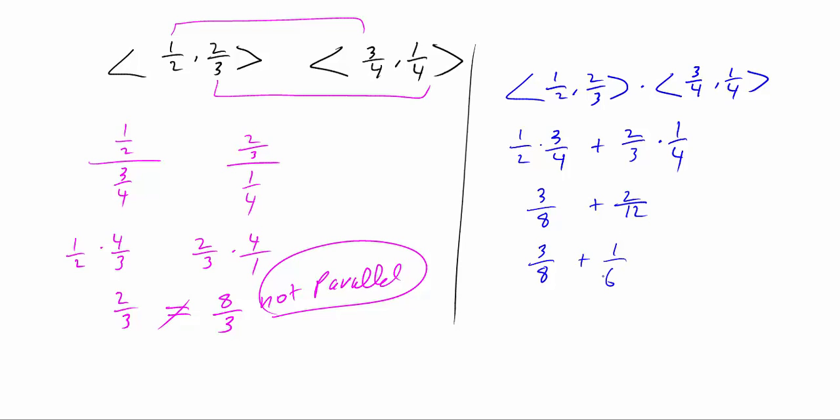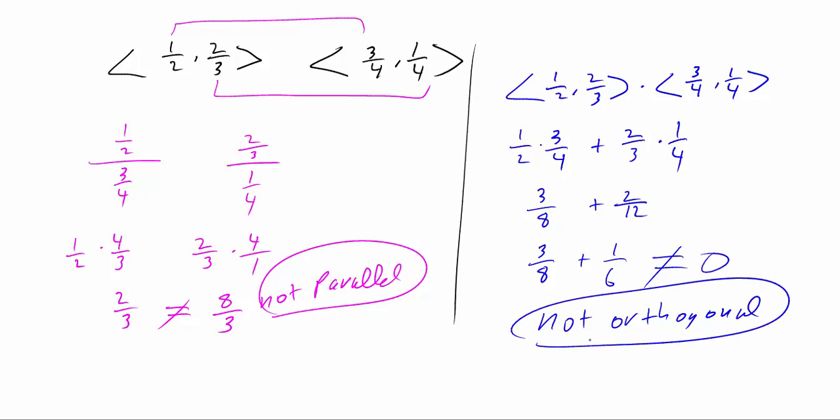And really we don't have to go any further than this, because we know here this is not going to be equal to 0. So therefore they are not orthogonal. So that means here these two vectors are neither parallel nor orthogonal. Okay, so it's possible that they're going to be parallel, orthogonal, or neither. In this case, the answer would be neither.